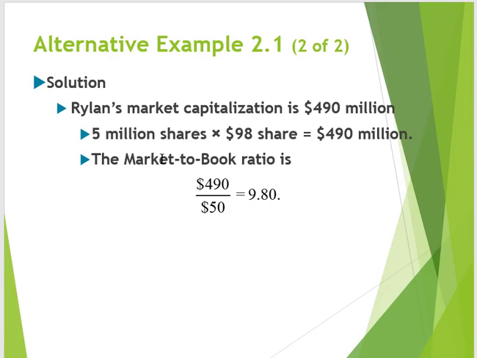So the market to book ratio here is $9.80. Where do we get that? Well, we need to know the market capitalization, $490 million, divided by the book value of $50 per share, gives us this $9.80. So who determines market price?